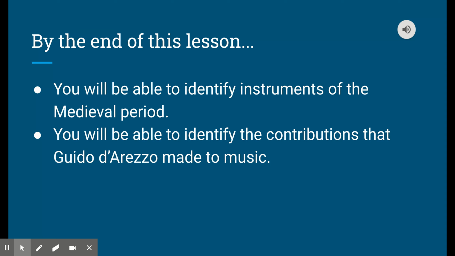By the end of this week's lesson, you will be able to identify instruments of the medieval period, and you will also be able to identify the contributions that Guido d'Arezzo made to music. You will be taking a short exit ticket at the end of today's lesson.